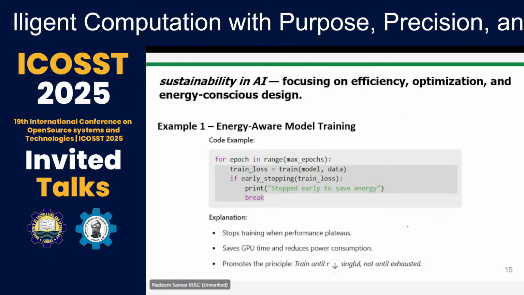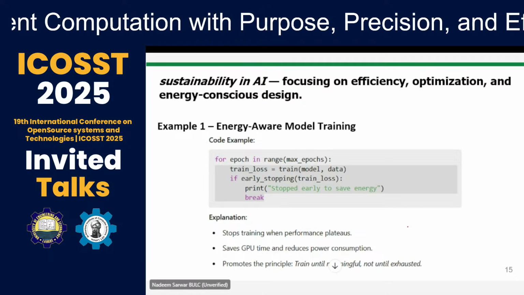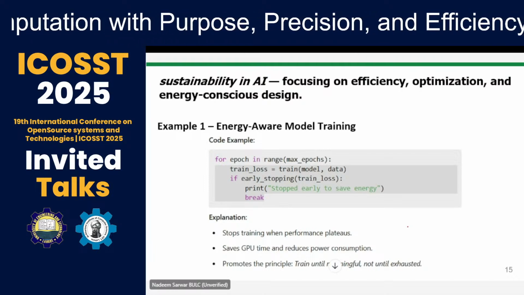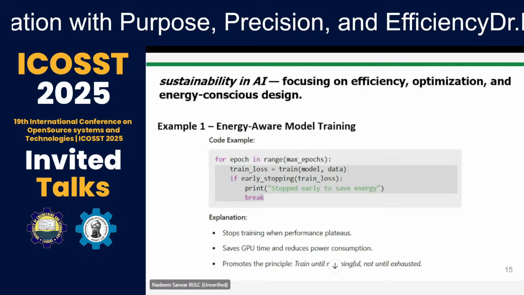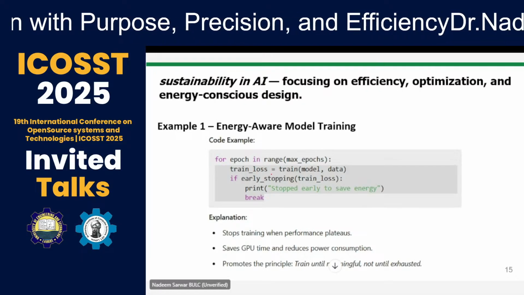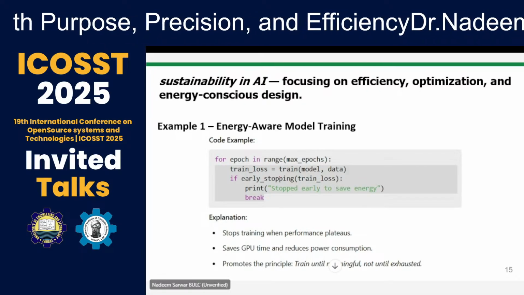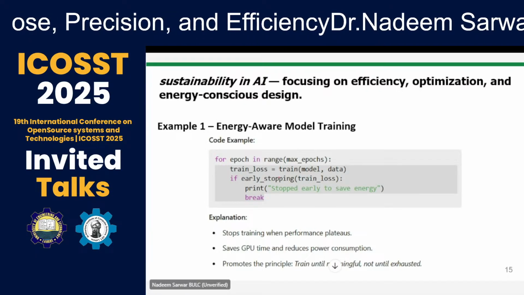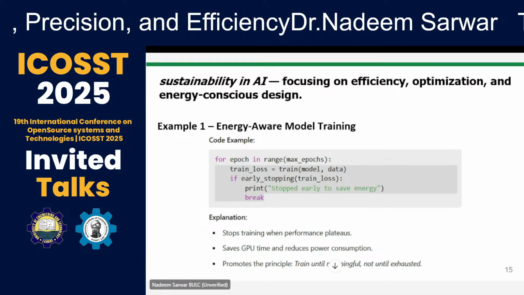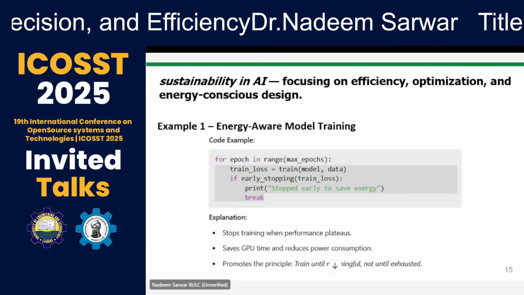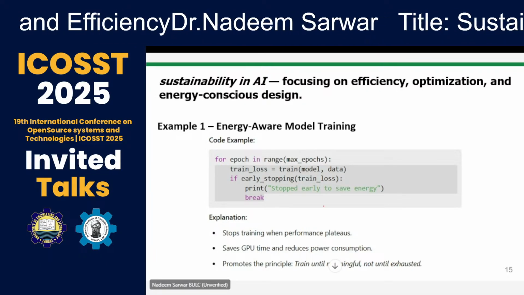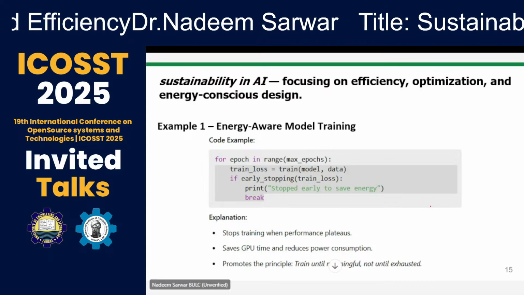So here is an example which shows how important energy-aware model training is. We can use this type of function when we train our model: stop training when performance plateaus, which saves GPU time and reduces power consumption, and promotes the principle of training until meaningful, not until interrupted.